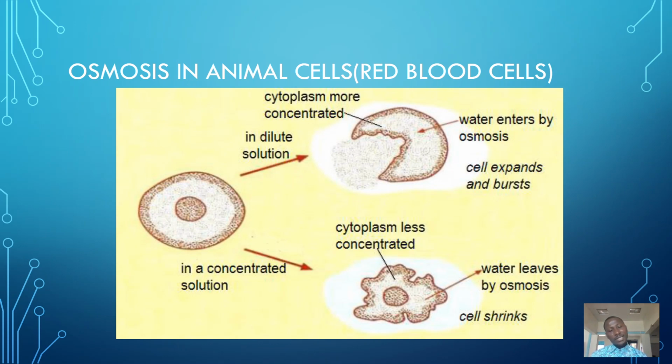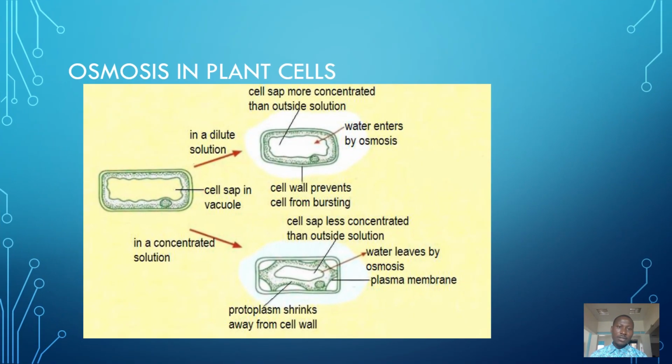Then, if you get a red blood cell and place it in a concentrated solution, its cytoplasm is going to lose water to the surrounding concentrated solution by osmosis. As it is losing water, the cell is going to shrink, a process known as crenation. Crenation is the process.